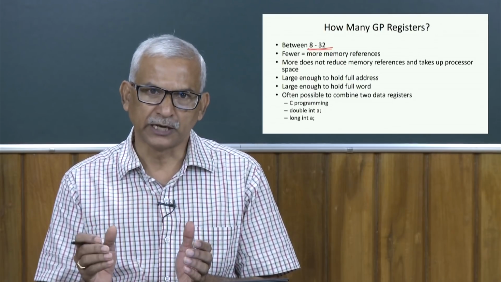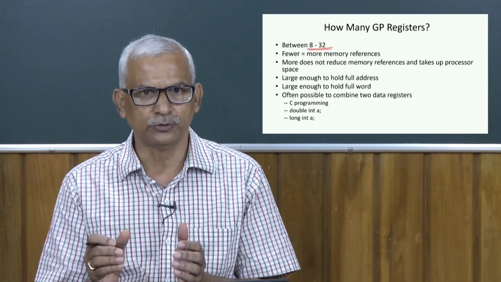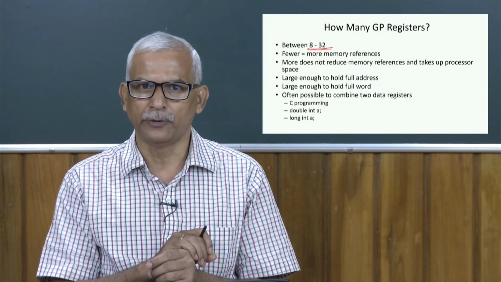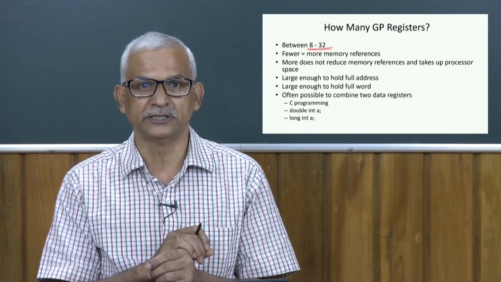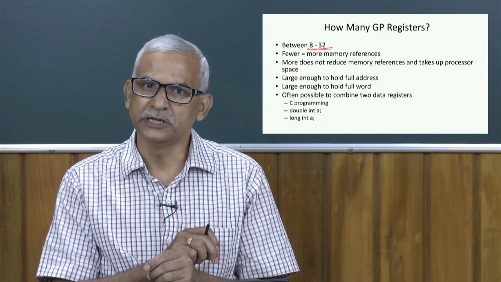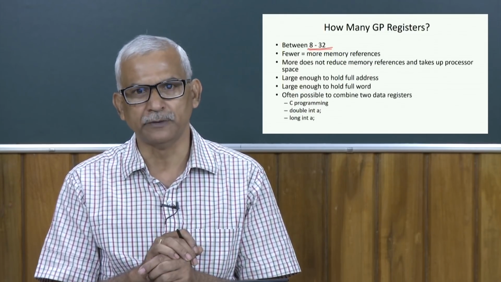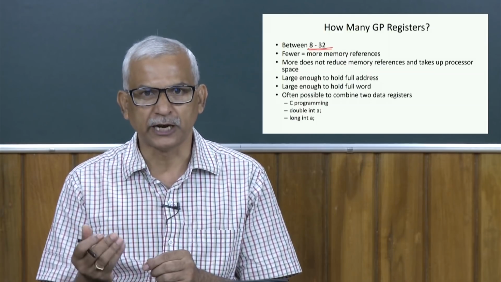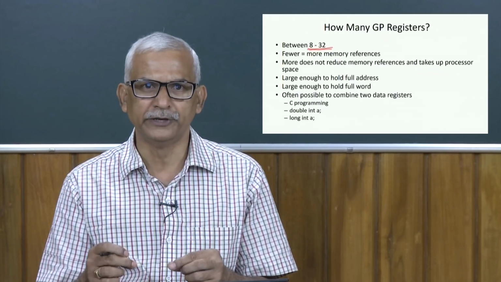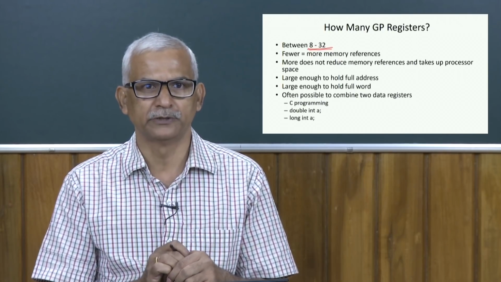And what will be the size of a data register? It should be large enough to hold a complete word. So, if we say it is a 16-bit processor, that means we can work with 16 bits at a time, so the size of the register should be at least 16 bits. When we talk about a 32-bit processor, then we work with 32-bit data, so the size of the register should be 32 bits.